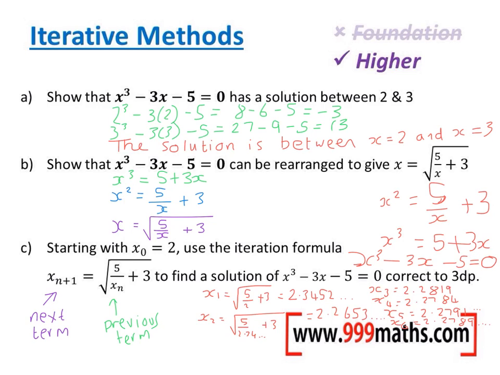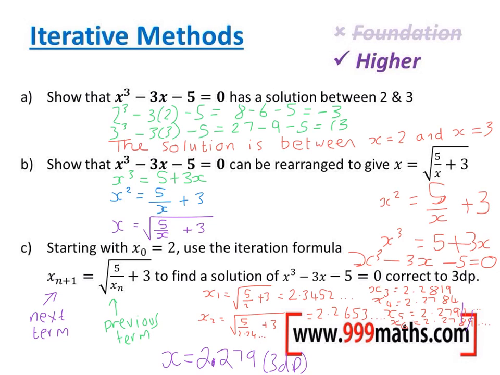Now you'll see that x5 rounds to 2.279, and the 1 afterwards will mean it still stays as 2.279. x6 rounds to 2.27, and this time the 9, which appears after the 8, rounds that 8 up to 9. So both of those solutions are 2.279, and therefore I can confidently say that the solution is x equals 2.279, correct to 3 decimal places.